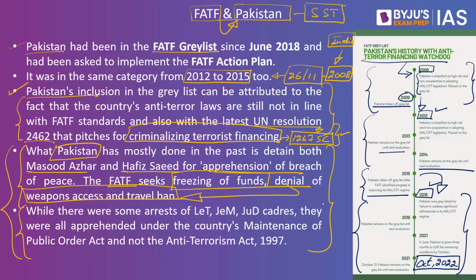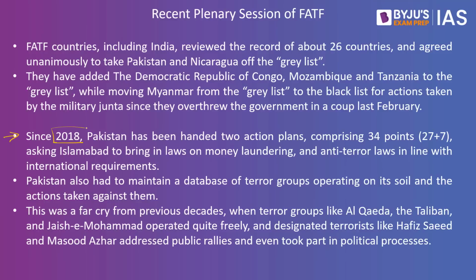In fact, several top wanted terrorists belonging to Lashkar-e-Toiba, Jaish-e-Mohammed, Al-Qaeda and others would freely roam around in Pakistan, attend public rallies, and even raise donations for terrorism and terror recruitment against India, while Pakistan would turn a blind eye to these acts of terrorism and terror financing. So it was because of this failure of Pakistan to tackle money laundering and terror financing that it was placed on the grey list for the third time in 2018. And it had been given an action plan by FATF consisting of 34 targets which Pakistan was supposed to implement.